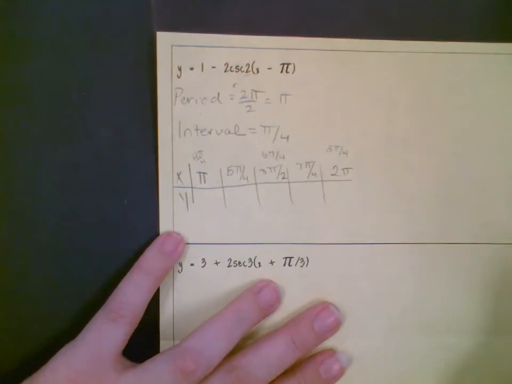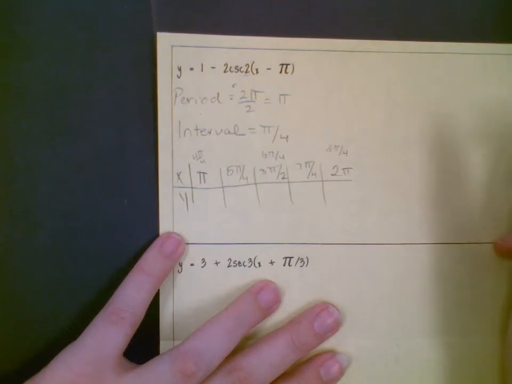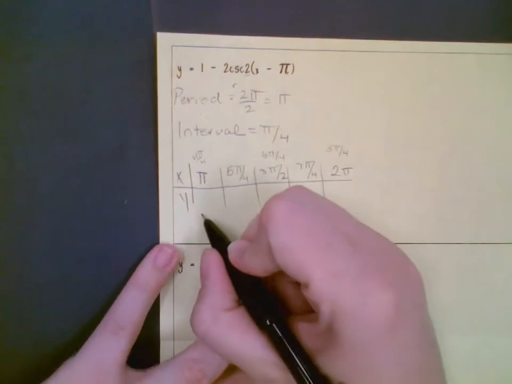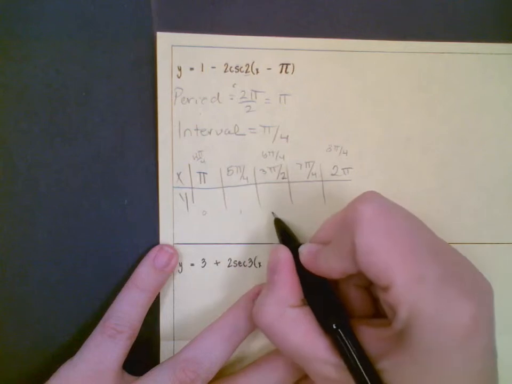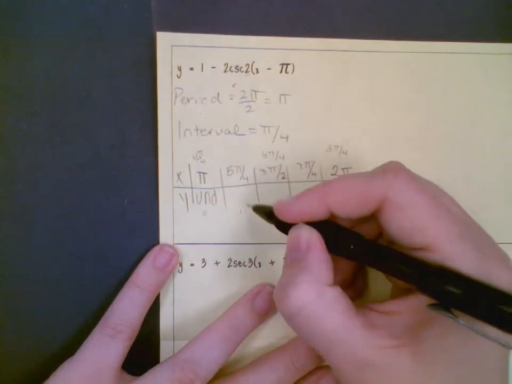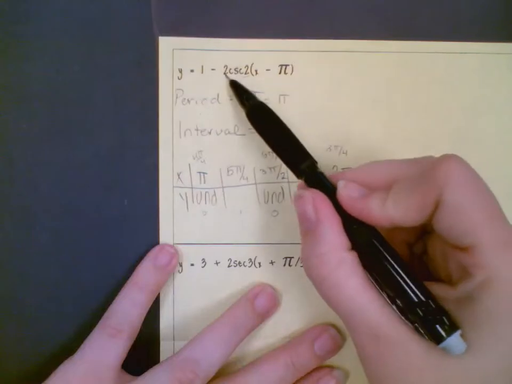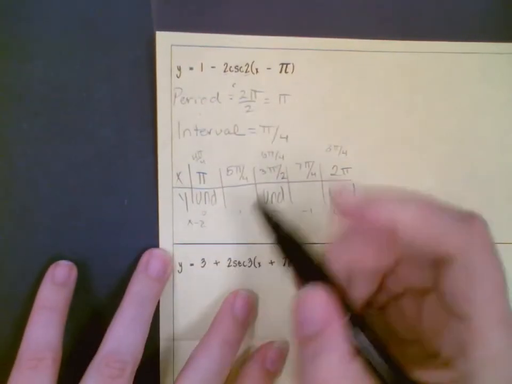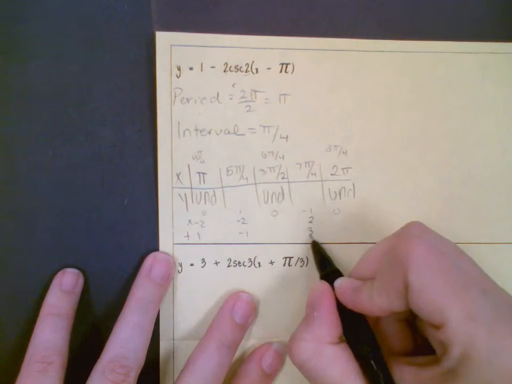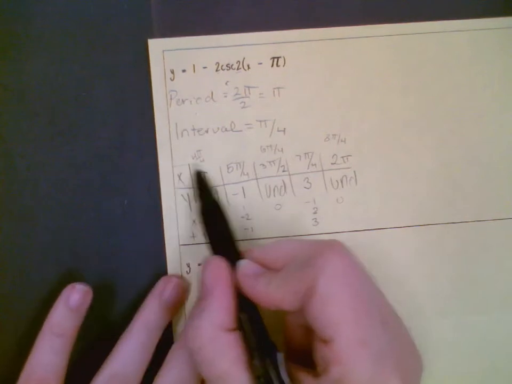Then we have our x numbers. So now we're going to find our y numbers. So remember that cosecant is like sine. So sine would be 0, 1, 0, -1, 0. But we reciprocal them, so it's actually undefined, 1, undefined, -1, undefined. So we're going to apply our amplitude, so times those values by -2. So -2, 2, and then add 1. -1, 3. So those will be the values that we actually graph.